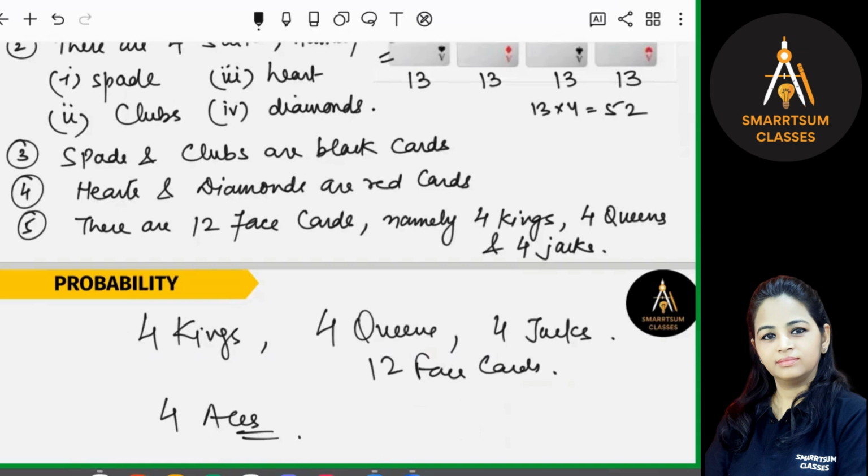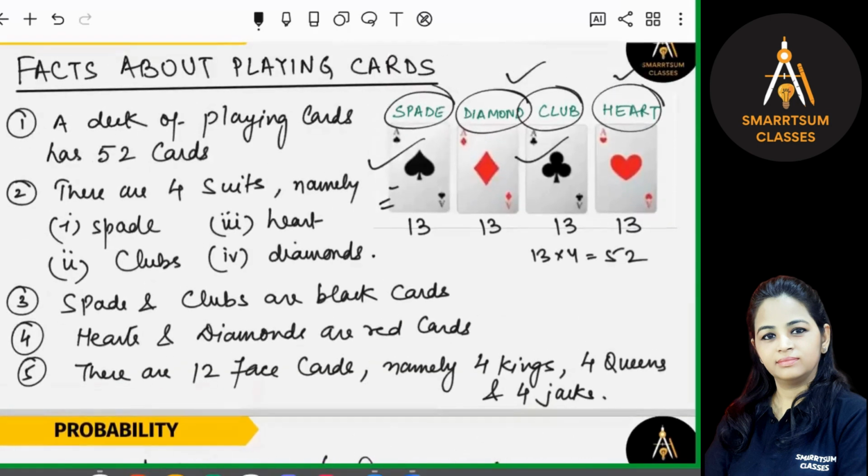There are so many different questions which generally come in exams also, based on playing cards. So to do these questions, we should first have knowledge about these playing cards. You might have played with these cards sometimes, so you already have knowledge about it. These are the things we should know before solving the questions. So now let's see.